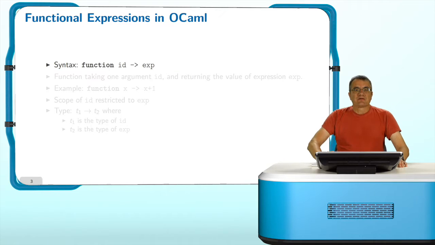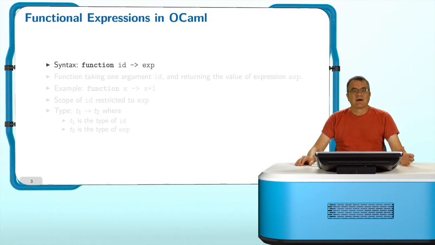So the syntax for a functional expression uses a new keyword which is called function to denote that we are defining a function. So it's function, then some identifier, arrow, an expression. So what does it mean? This construction is an expression which denotes a function without a name. This function takes one argument called id, and it has a body which is written in the expression exp.